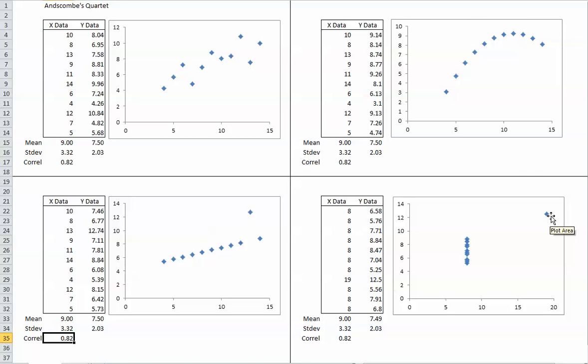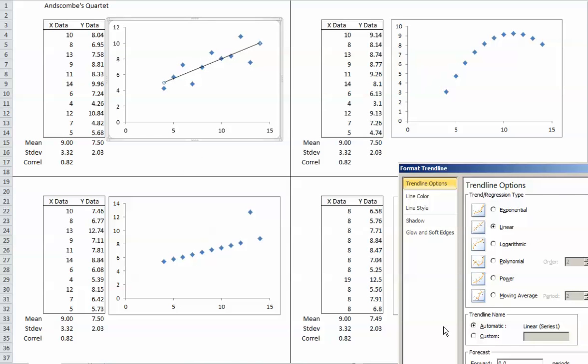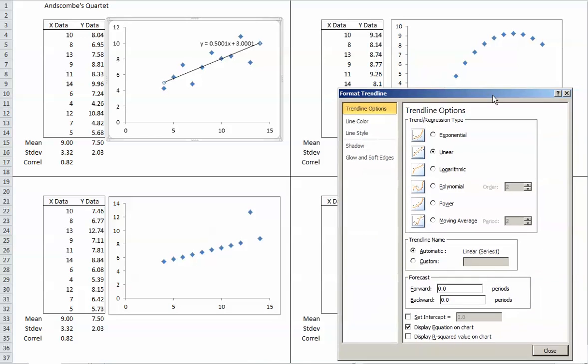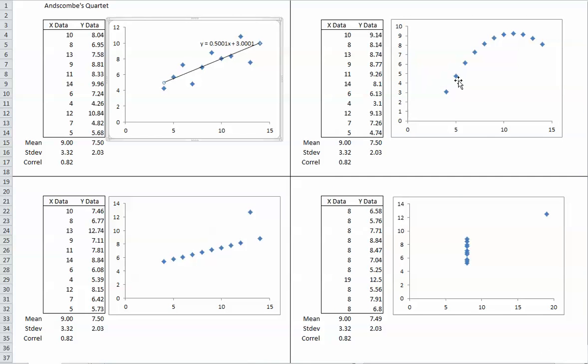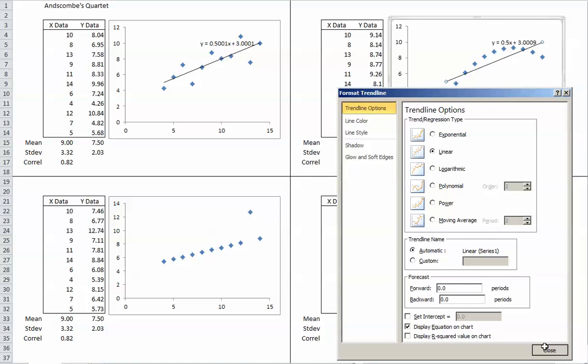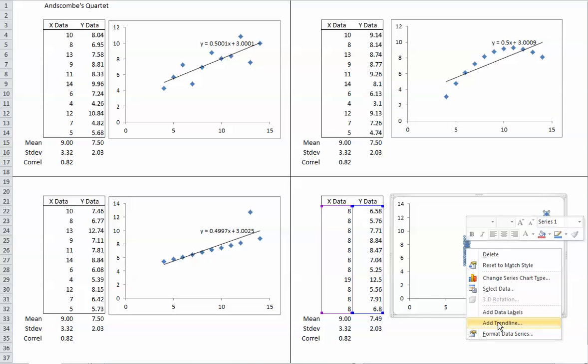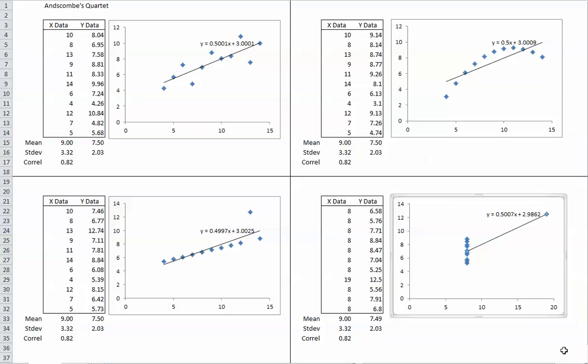we don't know. Well, it's about to get even a little bit worse because I can now go into each of these, and in each case I can add a trend line, and I can add the equation to the chart. So I'm just ticking the option to display the equation on the chart. And if I do that for each of these, as you can see, the slope and intercept are essentially identical across all four examples.